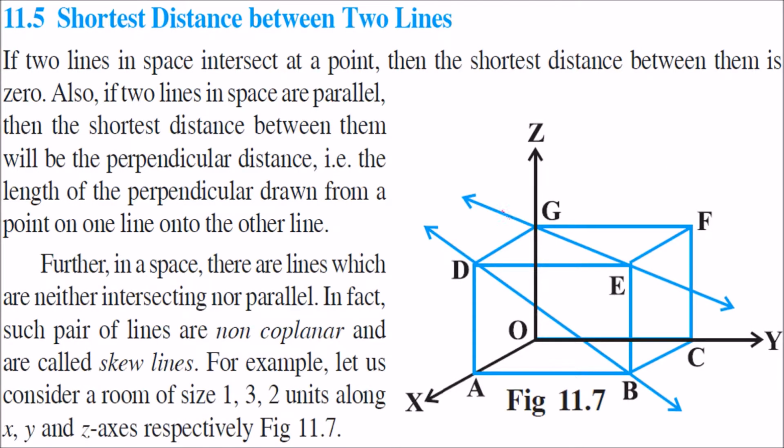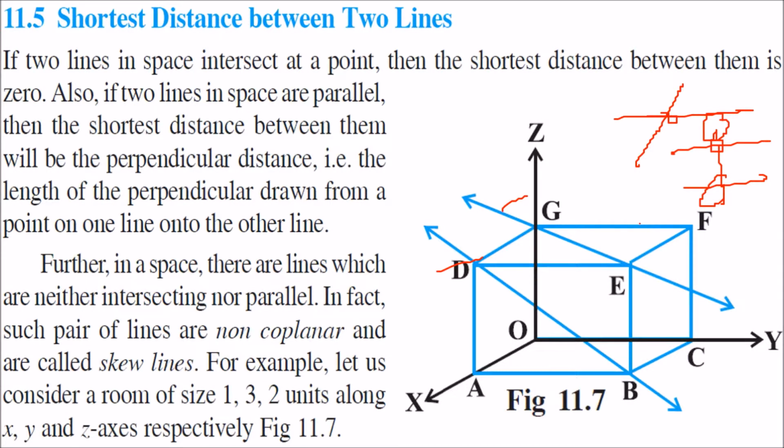See, if two lines lie in a space, any space, and they intersect at some point, then we say the distance between them is 0. Shortest distance is 0. But if two lines are parallel, the shortest distance is what? The perpendicular distance between them. That is the length of the perpendicular drawn from one point of this line to the other line.